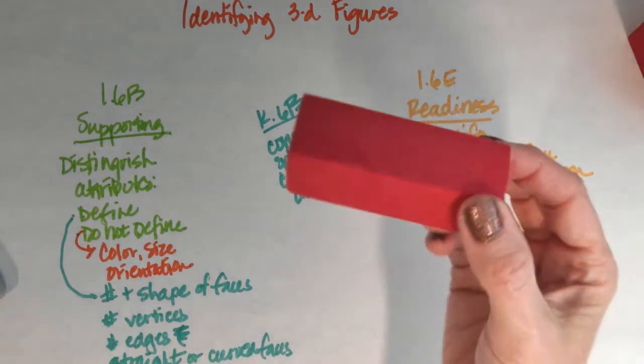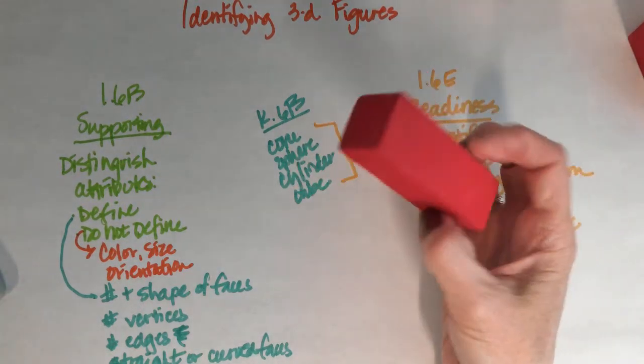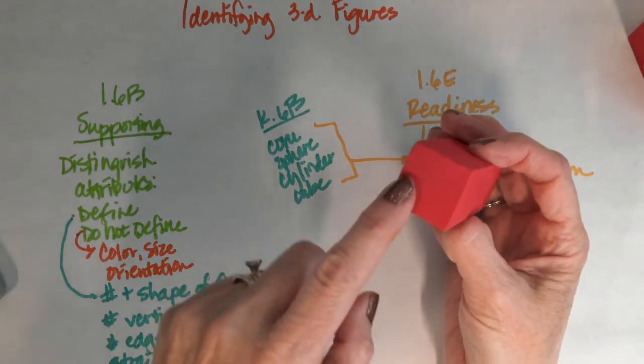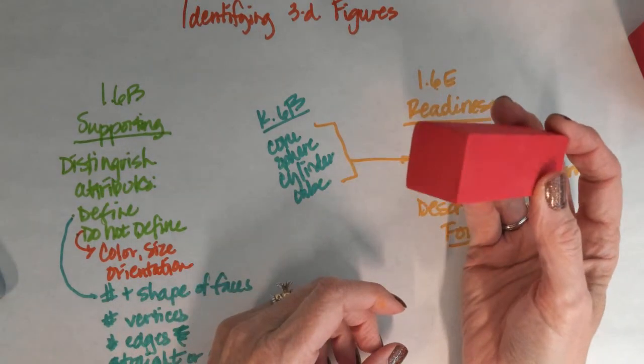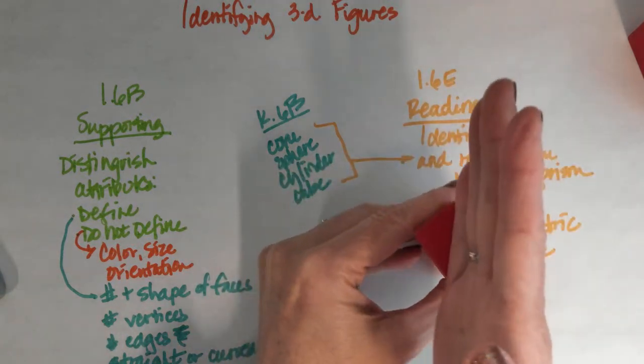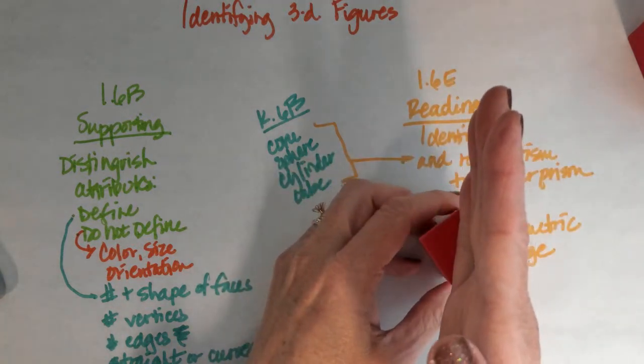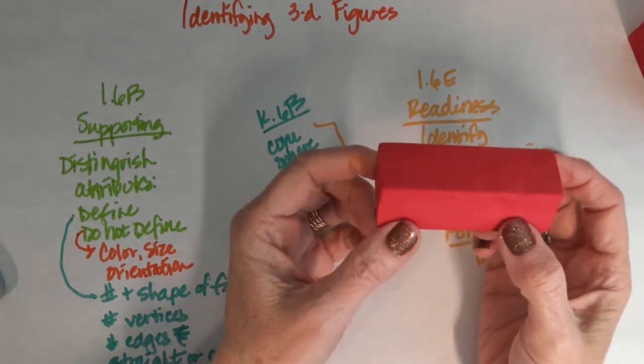A triangular prism is similar to a rectangular prism, except three sides. This end, this base, is a triangle instead of a square. So if you cut this right here, it would become a triangular prism. I don't have one of those to show you.